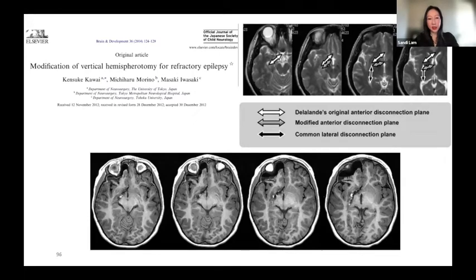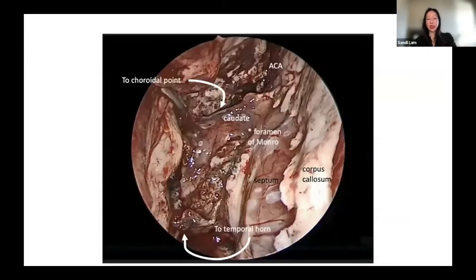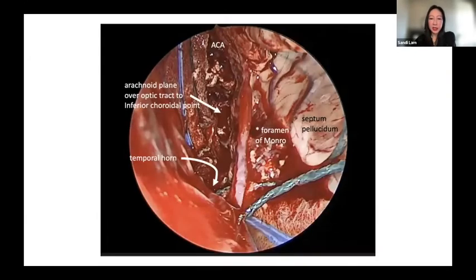Colleagues around the world have actually taught me to modify my technique and make it more efficient. Dr. Kawai and his group described this modification for the frontal basal disconnection. I've incorporated that, from the optic chiasm following the optic tract into the temporal horn to the choroidal point. I now do that with endoscopy, and this is an intraoperative view, to make that frontal basal disconnection a lot more efficient as well.